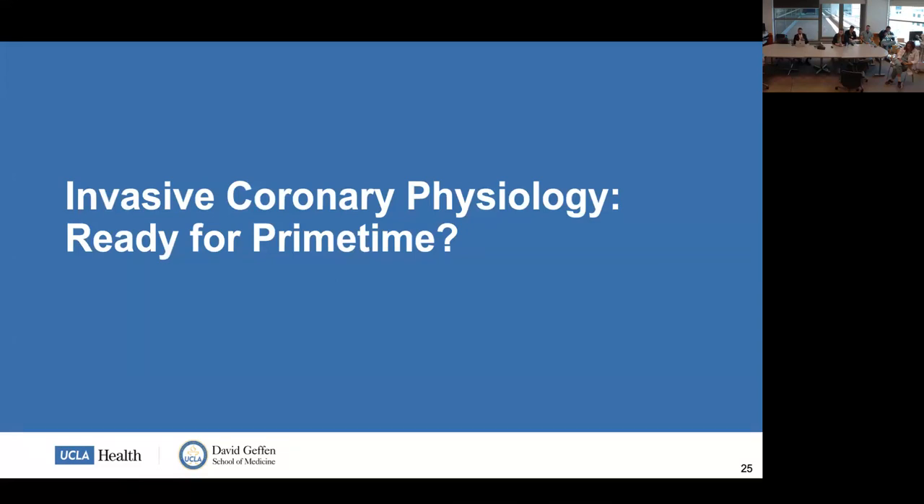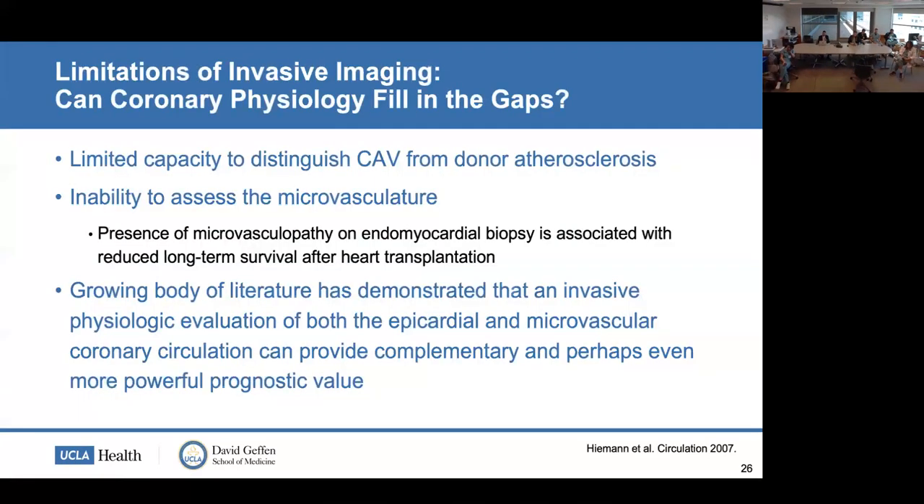So I want to next talk about invasive coronary physiology and is it ready for prime time? There are limitations of invasive imaging, and the question is, can coronary physiology fill in those gaps? Invasive imaging has an inability to distinguish between CAV and donor atherosclerosis soon after transplant, and it can't assess the microvasculature. And we know from biopsy studies that microvasculopathy on endomyocardial biopsy is associated with reduced long-term survival after heart transplant.